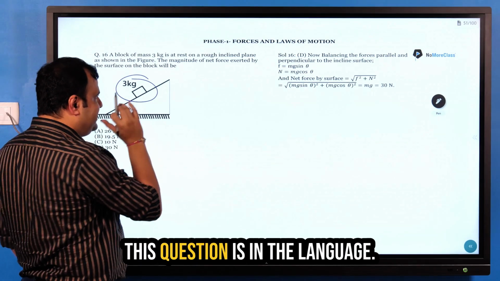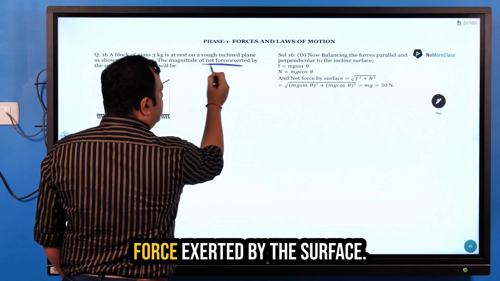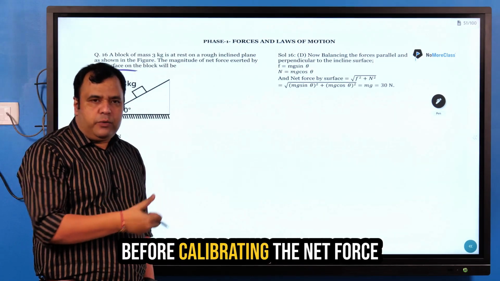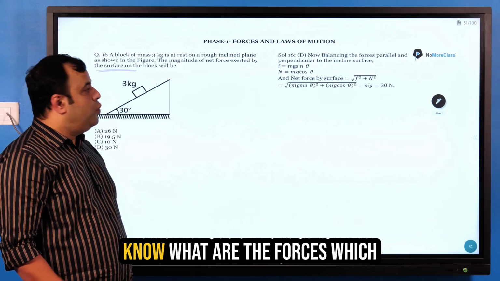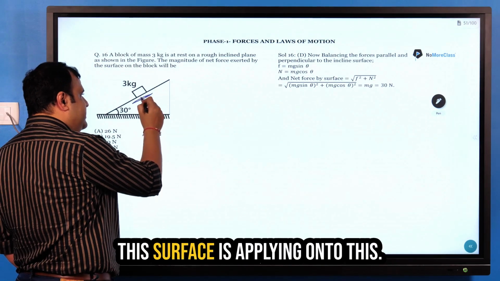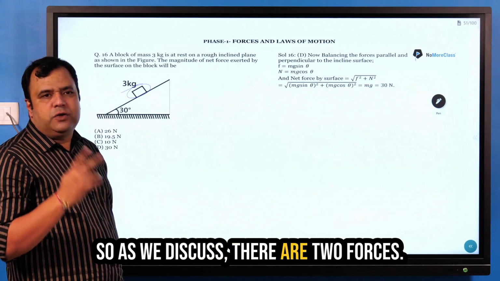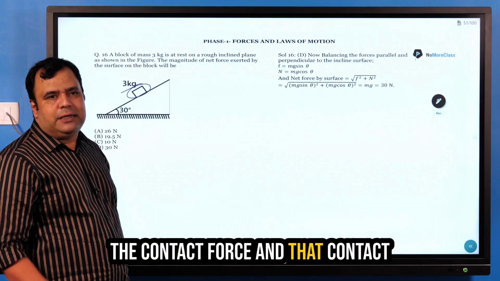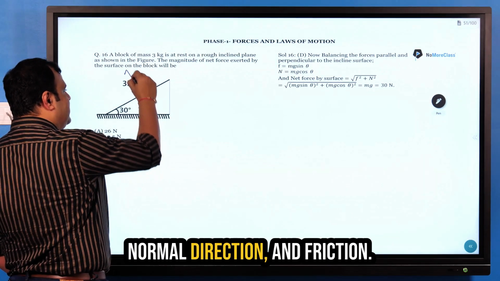The beauty of this question is in the language. They're talking about the magnitude of net force exerted by the surface. Before calculating the net force exerted by the surface, we should know what the forces applied by the surface are. So what are the forces this surface is applying onto this? As we discussed, there are two forces. The force which is applied is actually the contact force, and that contact force we study as two components, normal reaction and friction.